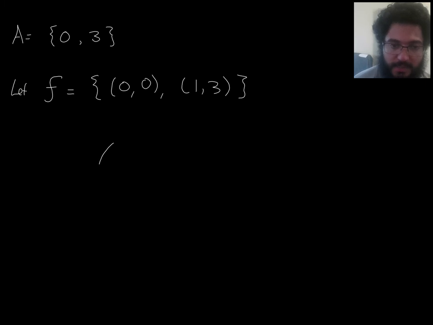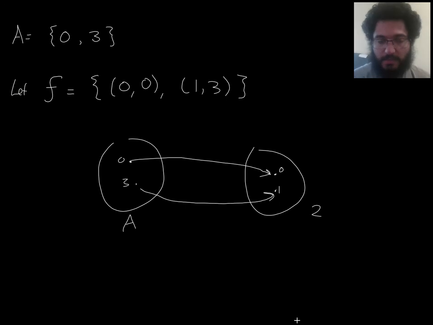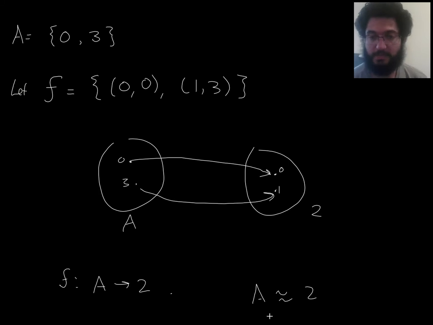Do you see why I'm doing this? It's because I'm trying to write a bijection between A, which consists of 0 and 3, and 2, which consists of 0 and 1. And I'm setting up my bijection to do this. Now, if you can prove this is injective and surjective, then you will have proven that you have a bijection from A onto 2. That will prove that A has the same number of elements as 2. Or in other words, A has 2 elements.